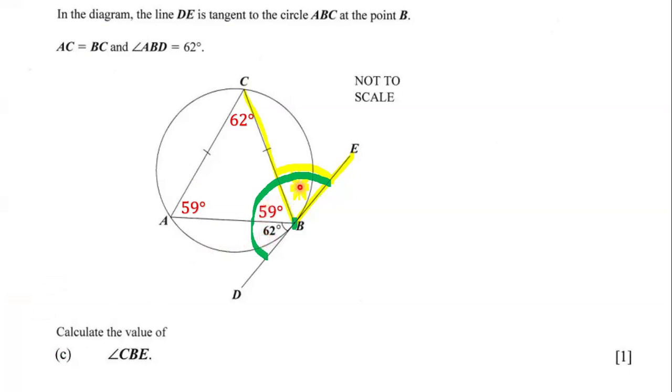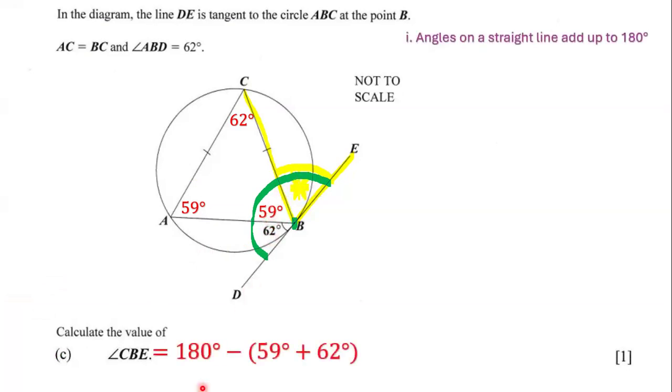That means 62 degrees plus 59 plus this particular angle must add up to 180 degrees. So we add up 59 and 62, which gives us 121, and subtract that sum from 180. So we have 180 minus 121, and that gives us 59 degrees. That means the value of angle CBE is equal to 59 degrees. And so the answer here is 59 degrees.